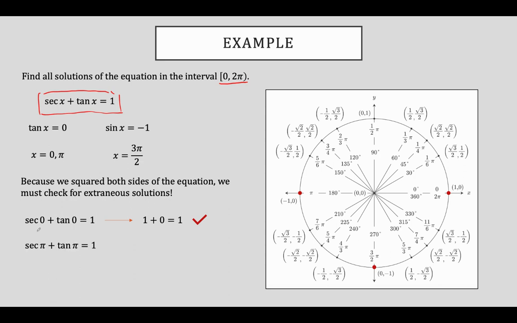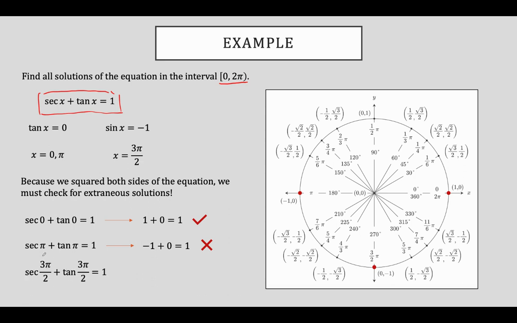Let's test pi. The secant of pi plus the tangent of pi is equal to 1. Well, the secant of pi, that's 1 over the x-coordinate, that's 1 over negative 1 is a negative 1, plus the tangent of pi, that's 0, negative 1 plus 0. That does not equal 1. Pi is an extraneous solution.